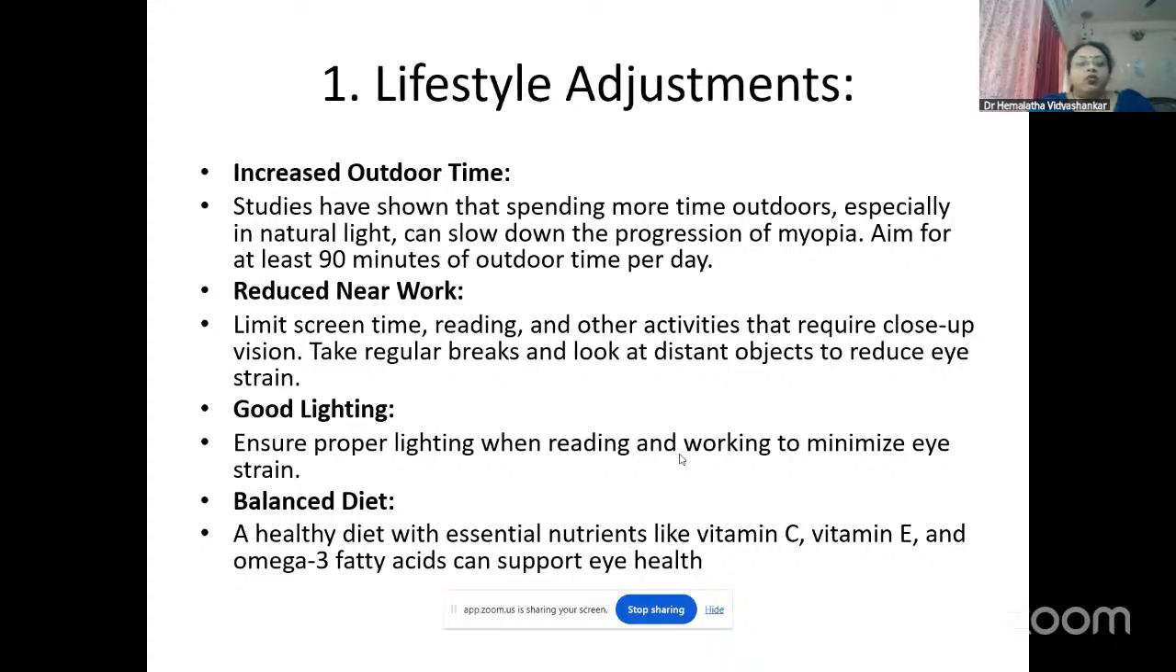Then it's important to reduce near work, especially near work which is on the digital screen like tab or mobile. And if a person has to do a lot of near work in terms of reading or school work, they should take frequent breaks, and then they should give rest to the eyes periodically. It is important to ensure good illumination and a proper posture while working. In a growing child, it's also important to have a balanced diet which contains vitamin C, vitamin E, and omega 3 fatty acids, which can support eye health.